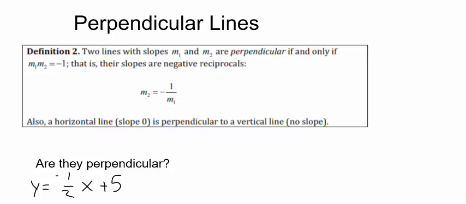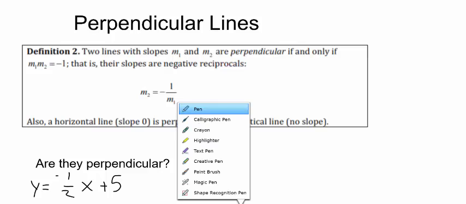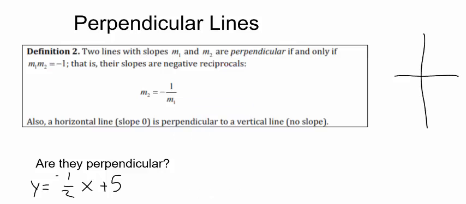Hello everybody, so today we are going to discuss what a perpendicular line is. So hopefully we all know that perpendicular lines meet at a 90-degree angle, so those are perpendicular. Also, if we could read the definition here, the slopes are negative reciprocals of each other.